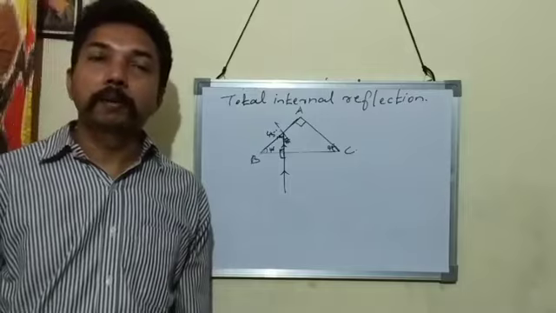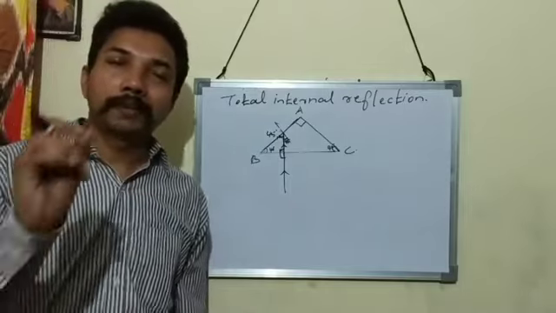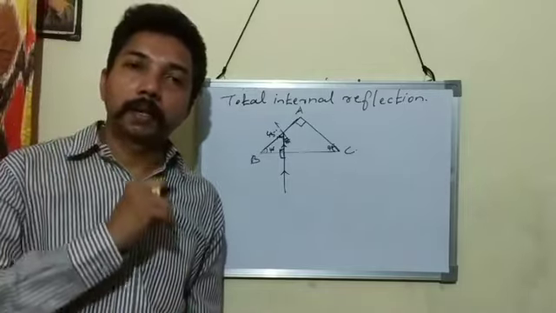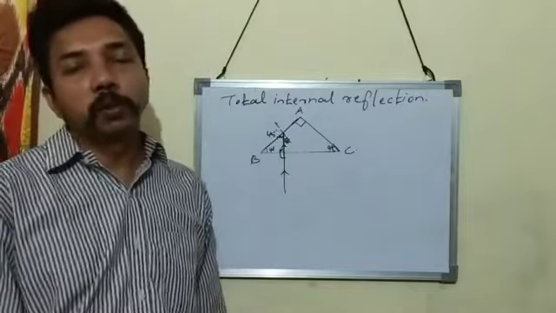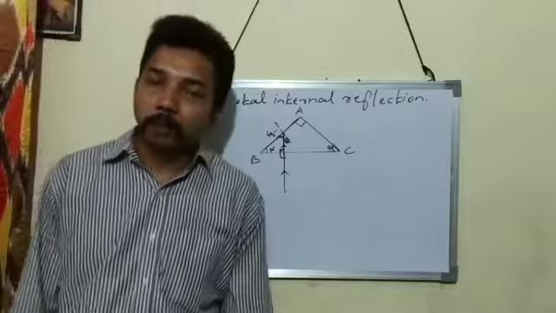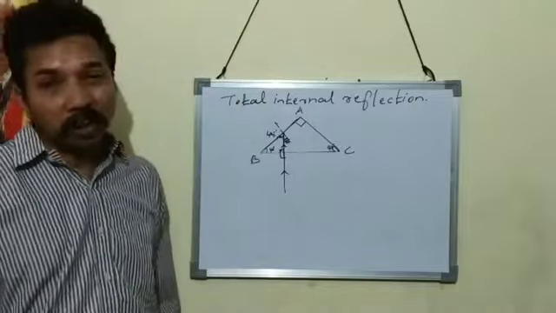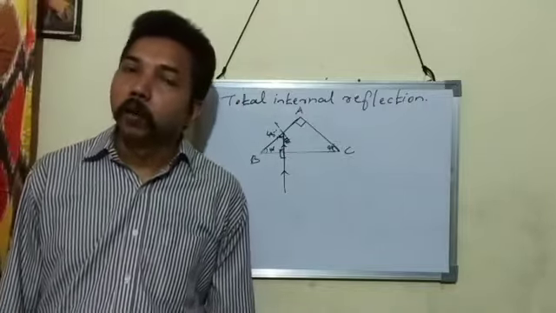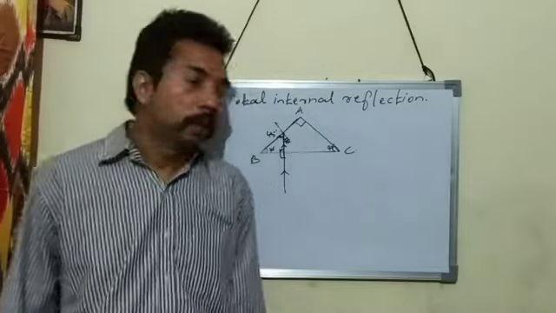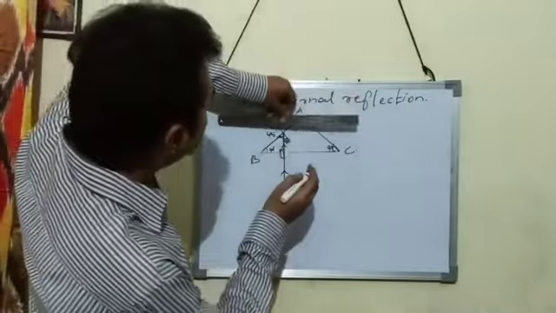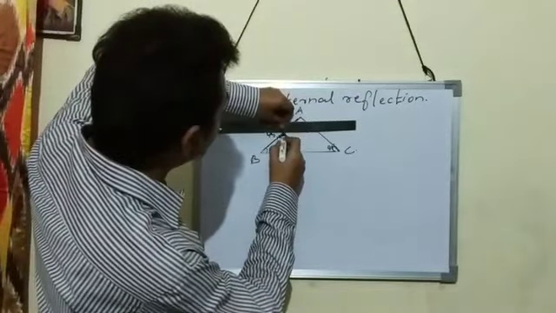The angle of incidence is 45. For the glass-air interface, the critical angle is 42 degrees. 45 is more than 42. So which phenomenon will take place on the surface? Total internal reflection will take place. When total internal reflection takes place, it obeys the laws of reflection. So what will be the angle of reflection? The angle of reflection will be 45 degrees.